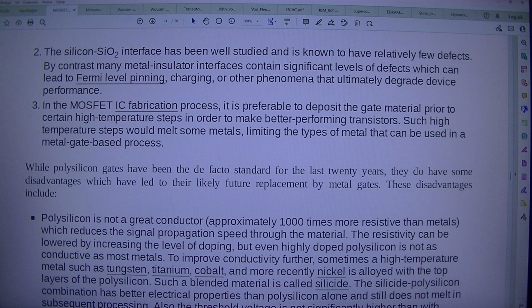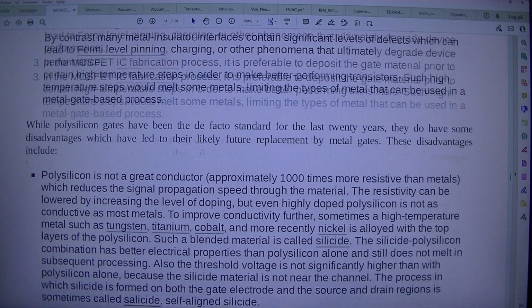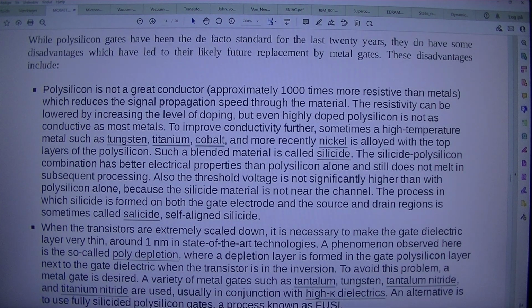3. In the MOSFET IC fabrication process, it is preferable to deposit the gate material prior to certain high-temperature steps in order to make better performing transistors. Such high-temperature steps would melt some metals, limiting the types of metal that can be used in a metal gate-based process. While polysilicon gates have been the de facto standard for the last 20 years, they do have some disadvantages which have led to their likely future replacement by metal gates.